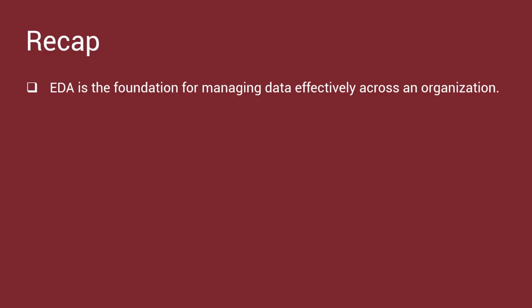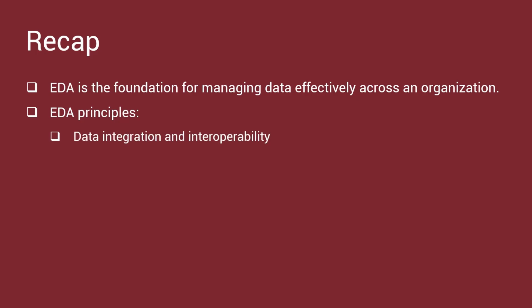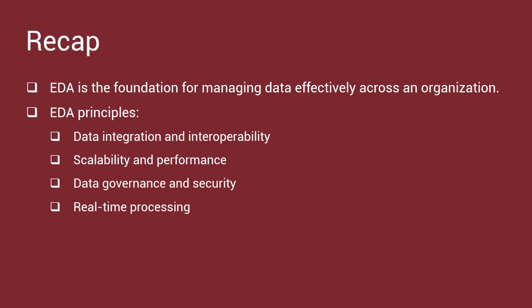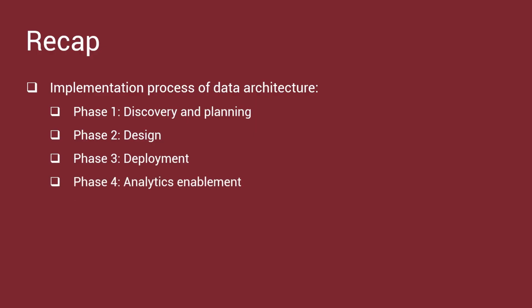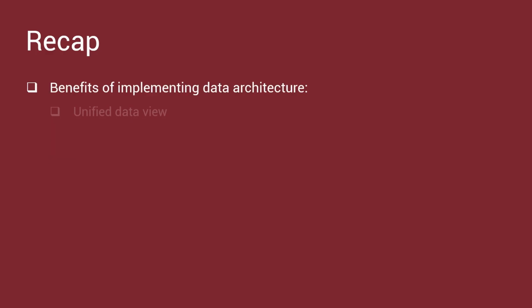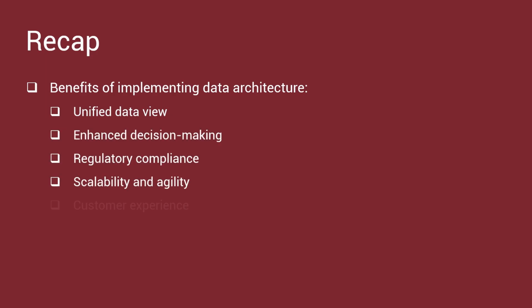In this video, you learned that EDA is the foundation for managing data effectively across an organization. Principles that will guide you to implement EDA in a capital markets bank include data integration and interoperability, scalability and performance, data governance and security, real-time processing, and modularity. The data architecture implementation process consists of 5 phases: the discovery and planning phase, the design phase, the deployment phase, the analytics enablement phase, and the monitoring and optimization phase. Implementing data architecture can provide benefits such as a unified data view, enhanced decision-making, regulatory compliance, scalability and agility, and customer experience.